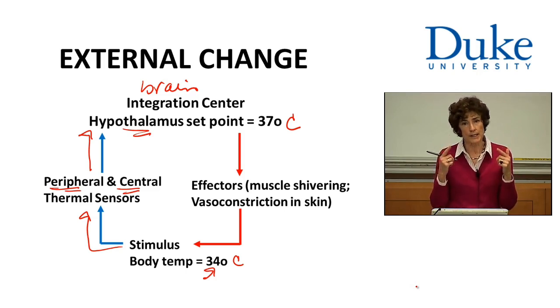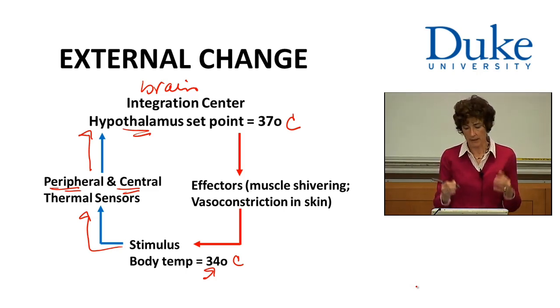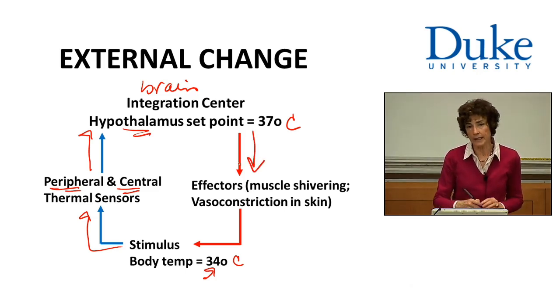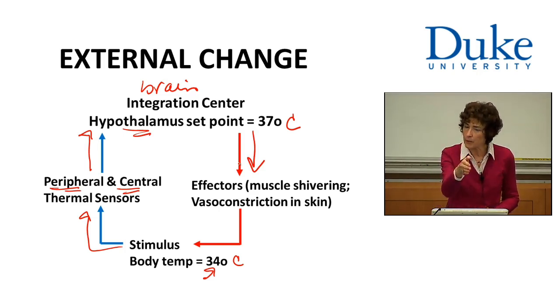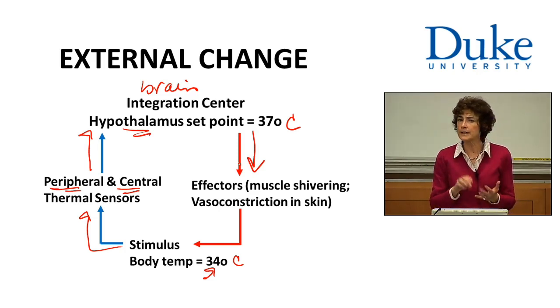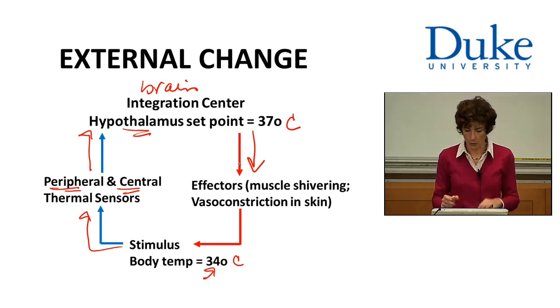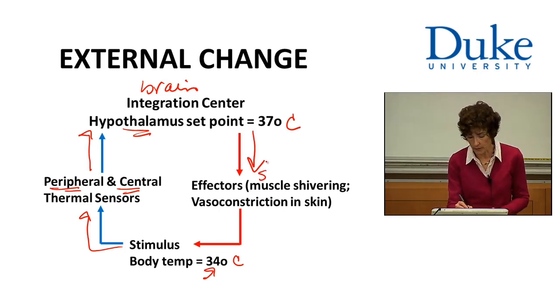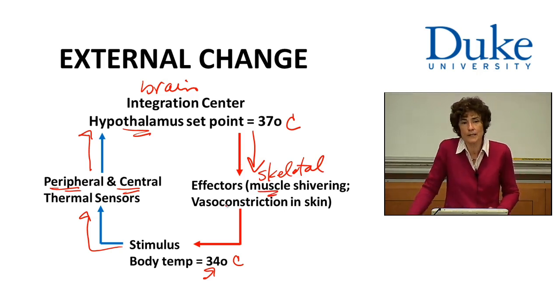The integration center, or the brain, recognizes the body is cold and sends out an efferent signal along an efferent pathway to the effectors. And in this condition, we have multiple effectors. One, we have skeletal muscle. Skeletal muscle will start shivering. It contracts and relaxes and contracts and relaxes. And as it's doing so, when you're shivering, you start to generate heat.